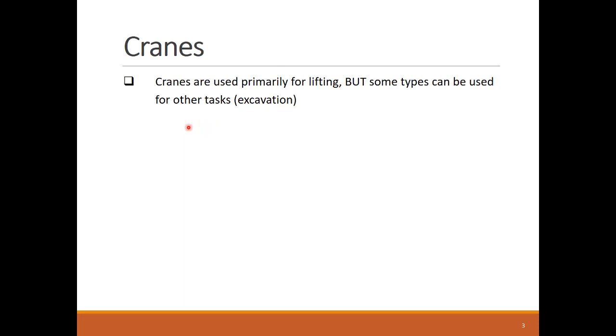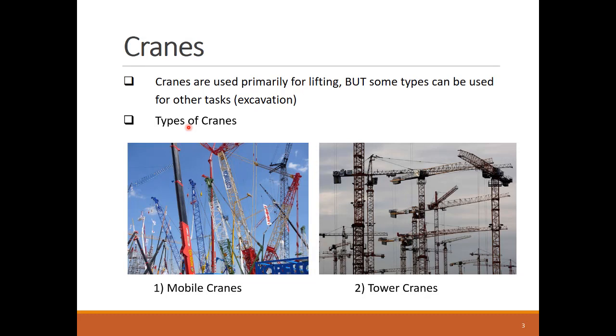Cranes have one main purpose, lifting heavy items. Some cranes can also be used for excavation operations like drag lines and clamshells. There are two main types of cranes, mobile and tower cranes. In this lesson, we'll focus on mobile cranes and cover tower cranes in a separate lesson.